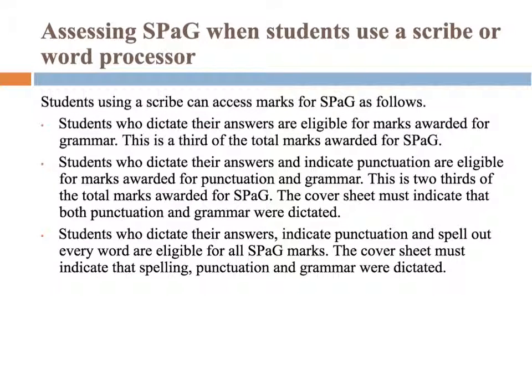If you have access arrangements for spelling, punctuation and grammar, you can still get marks despite that. So if you're using a scribe, if you dictate your answers, you are eligible for marks for grammar. So this is 1/3 of the total marks. If you dictate your answers and indicate to the scribe punctuation, you can get marks for punctuation and grammar. If you dictate your answers, indicate punctuation, spell out every word, you can get all SPAG marks. Your scribe, your LSA that will be assisting you in the exam, will give you this information. So please don't panic, you'll still be able to get these marks as well.